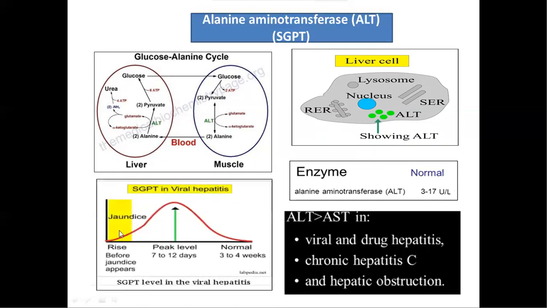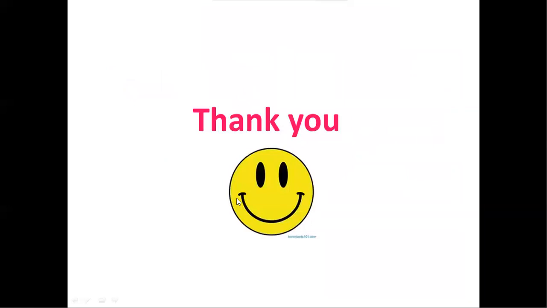So this is a graph which explains viral hepatitis. It is mainly due to an elevated level of SGPT. Here also the concentration reaches the peak level in 7 to 12 days and gets normalized in 3 to 4 weeks. This is the indication of viral hepatitis. So this is the end of the topic.